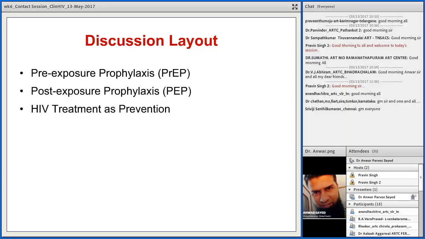Now there are some areas on which our national guidelines are silent. We don't have anything, for example, on pre-exposure prophylaxis or treatment as prevention. Very recently we have the strategy of treat all, which has now been rolled out in the national program. But pre-exposure prophylaxis is not in the program and may be new for some of you. Others might know about it. Post-exposure prophylaxis is something all of us are aware of, so we'll be revising that part also in this session. If you have any questions related to that also, you can type them.